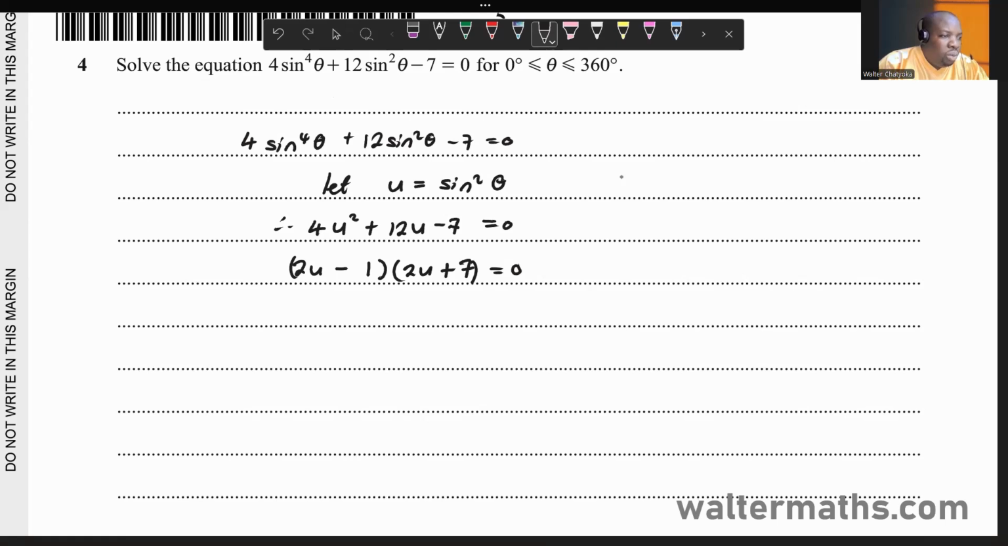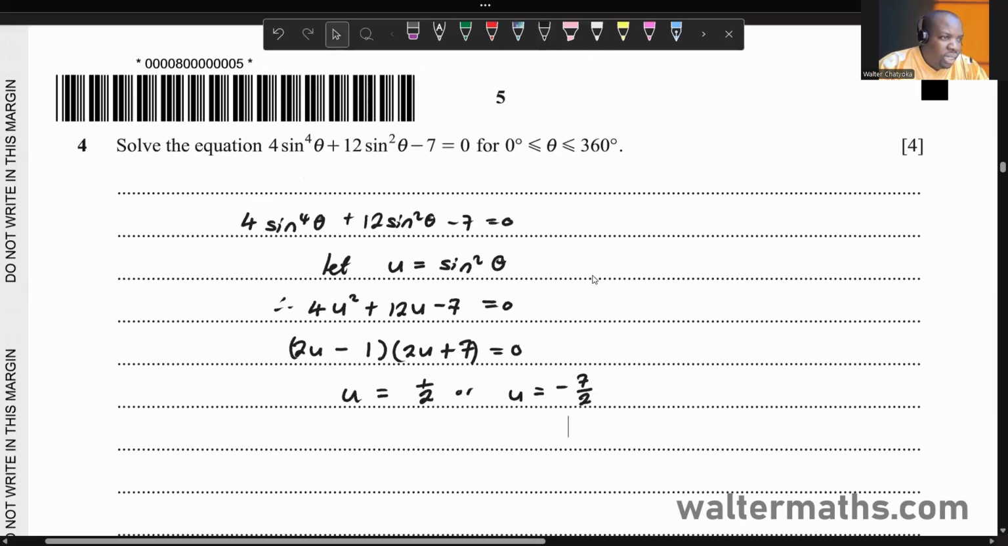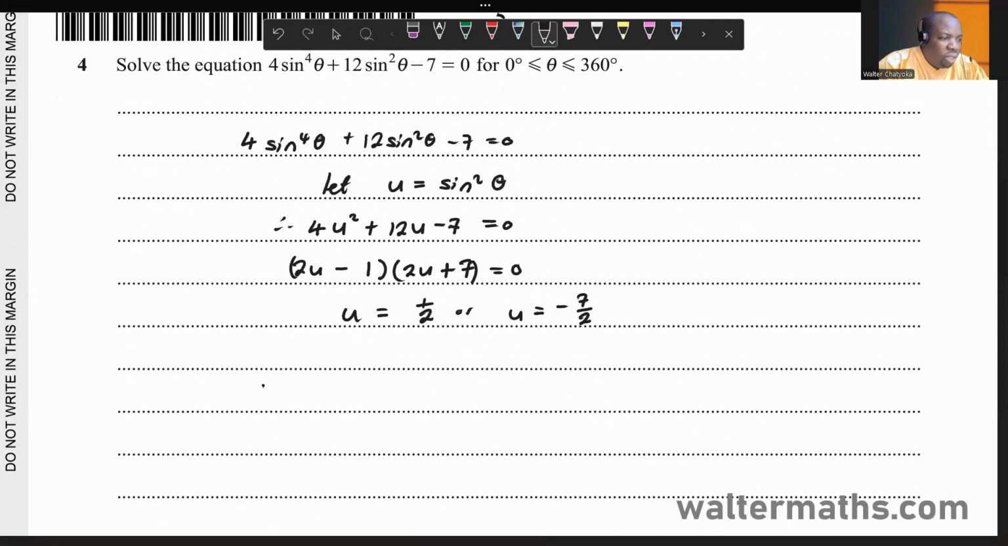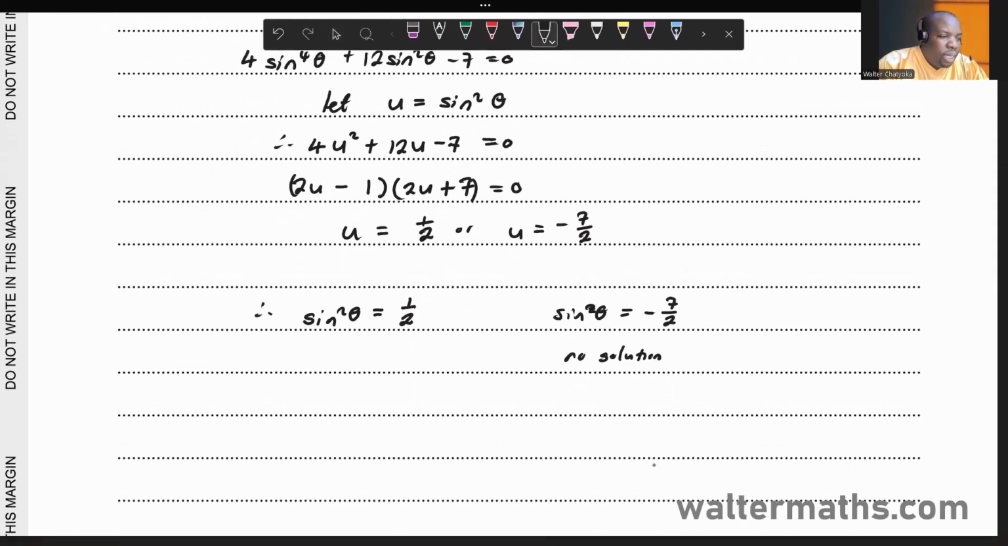All right. So the possible values of u there then are a half, or u is equal to minus 7 over 2. Now it follows that sine squared theta, which is u, can be equal to a half, and sine squared theta is equal to minus 7 over 2, of which there will be no real solution because we don't have a real square root of a negative number. But for this part, we will square root both sides and we'll get sine theta is equal to plus or minus 1 over root 2.